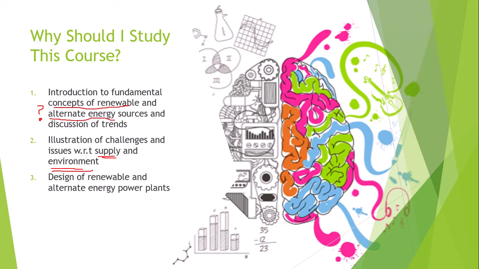And next, design of renewable and alternate energy power plants. In this case, we will discuss the primary renewable energy. Primary means, for example, solar and wind. 6 lectures of solar and 6 lectures of wind, total 12 lectures will cover this point. In our case, we discuss only primary renewable energy sources.